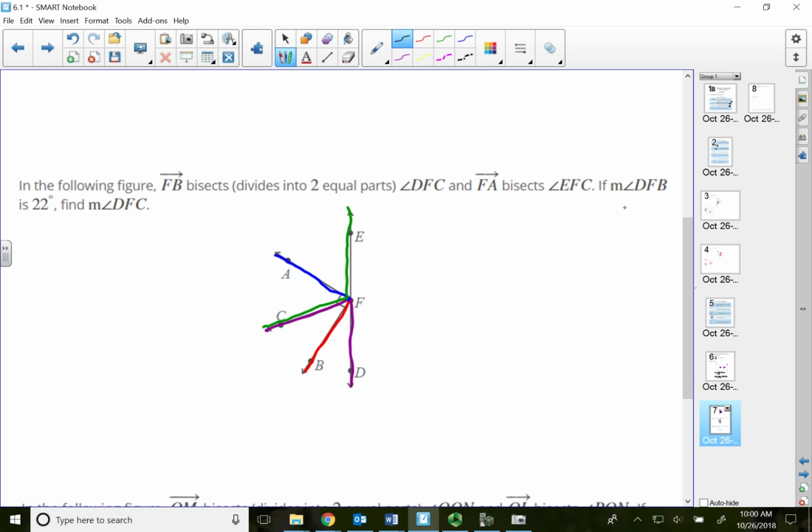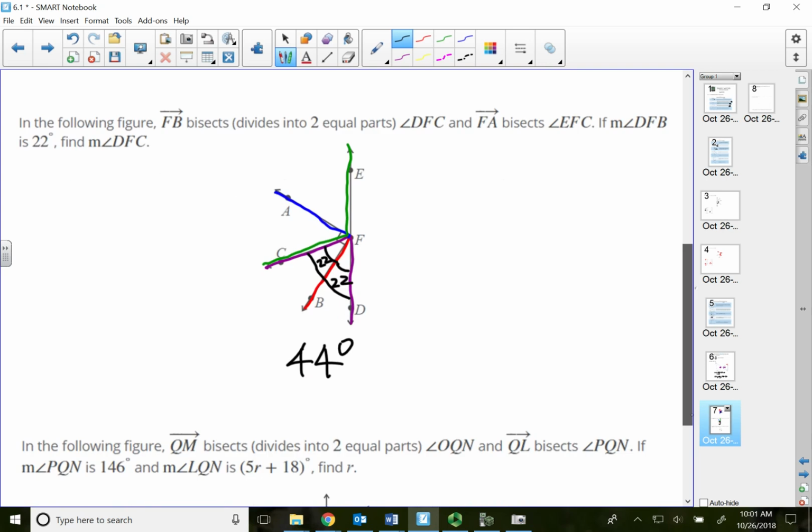All right, if the measurement of angle DFB, from D to F to B, is 22 degrees, find angle DFC. So DFC is my purple angle. What would this big old purple angle be? Well, since FB bisects the entire purple, the other side is also going to be 22 degrees. Therefore, the entire purple angle has to be 22 plus 22, which is 44 degrees. All right, that's how we figure it out.